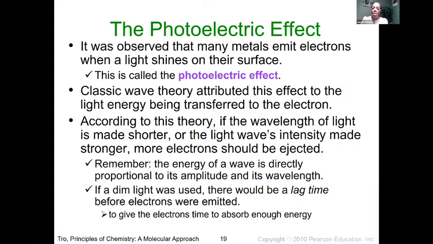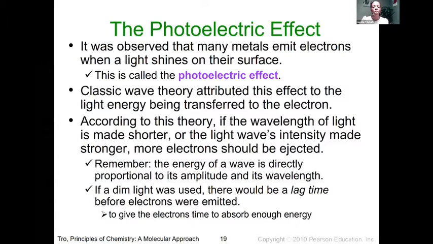According to this theory, if the light wave's intensity was made stronger, more electrons should be ejected. And remember, the energy of a wave is directly proportional to its amplitude. If a dim light was used, there would be a lag time before electrons were emitted. So this is what was originally predicted in the theories. Now, we're going to see that this, in fact, was not the case, and we'll learn how we account for this in later calculations.